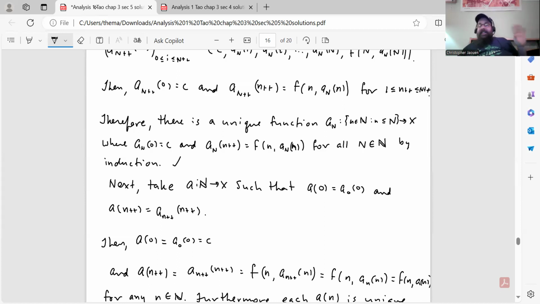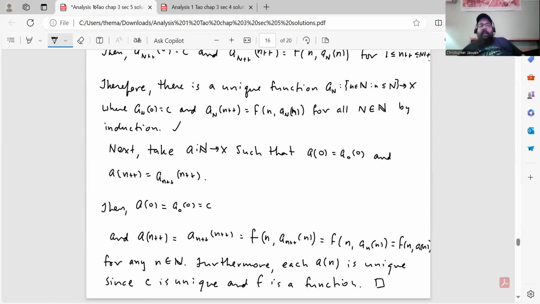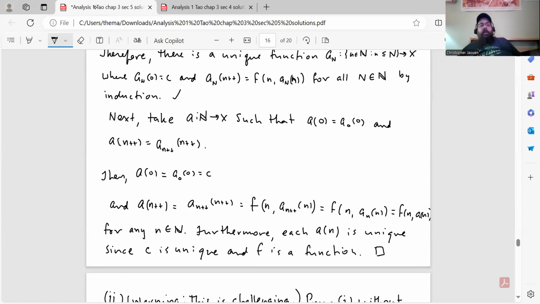Okay, so that, like I said, that's sort of the involved part there. So that family of functions exists. And now here's the reason that we went through that work. I want to define my function a from N to X, such that a(0) equals a_0(0), and a(n++) is equal to a_{n++}(n++), the successor of little n. So that's what you need for little a. That's the definition that you want. And let's show that it works.